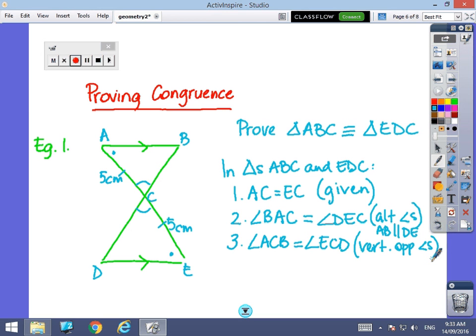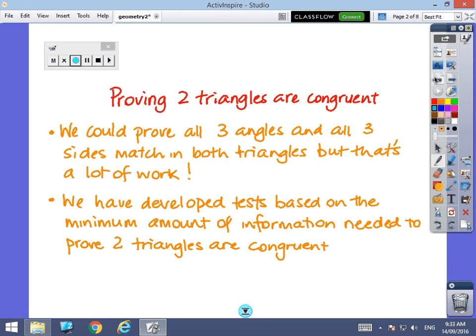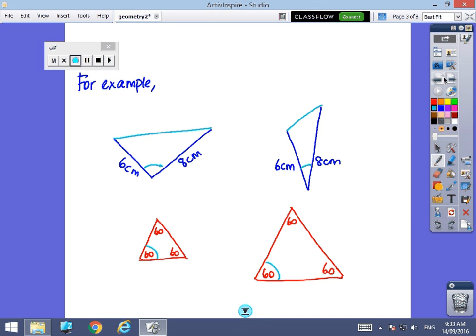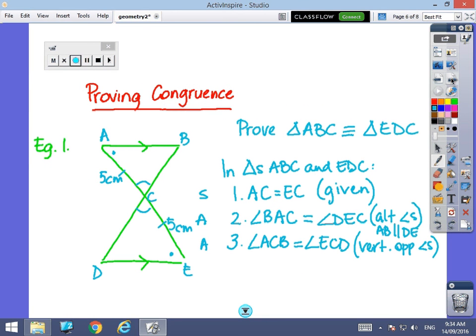I need to double check what sort of information have I got. I have a side, I have an angle, and I have an angle. And if I go back to my tests somewhere, there we are, sorry about that. I've got an angle and a side. So that's how I work out which test I'm using.